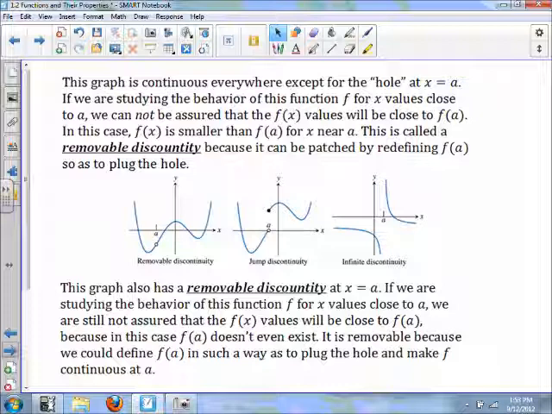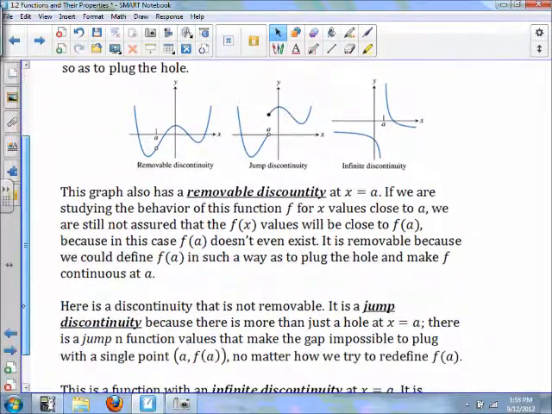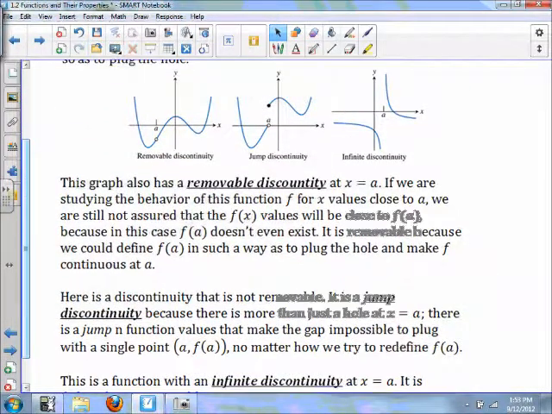If we're studying the behavior of this function f for x values close to a, we're still not assured that f of x values will be close to f of a, because in this case, f of a doesn't even exist. It is removable because we could define f of a in such a way as to plug the hole and make f continuous at a. Then again, we have jump discontinuity.